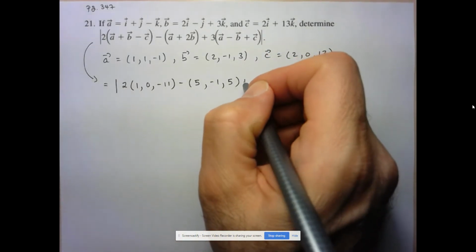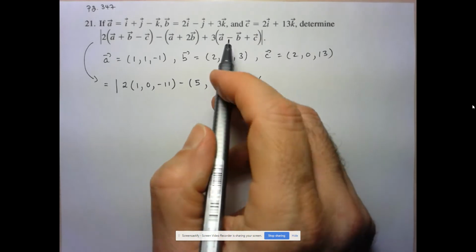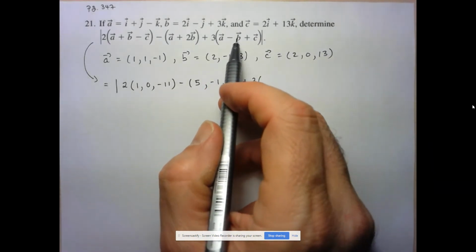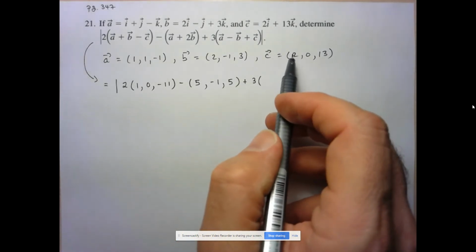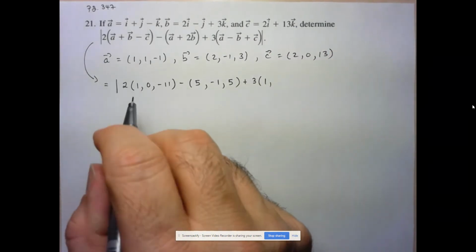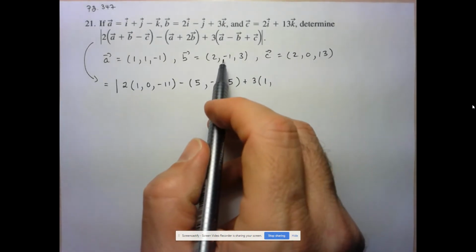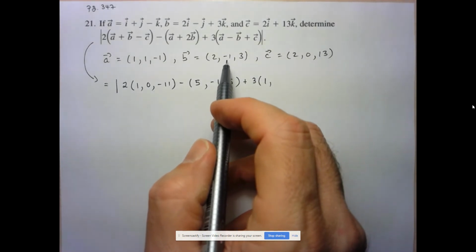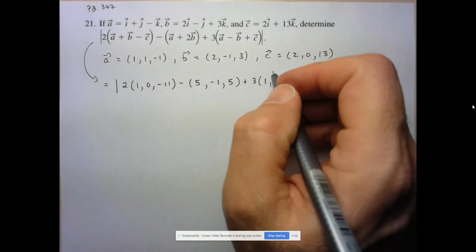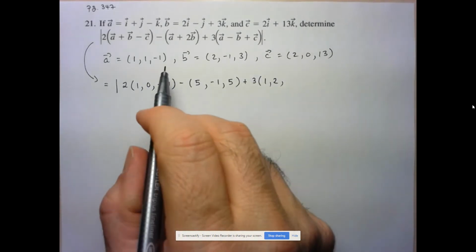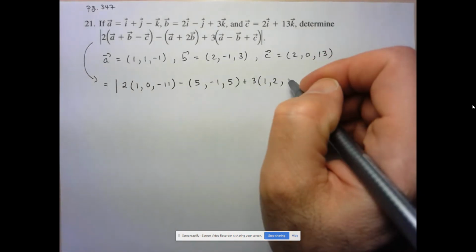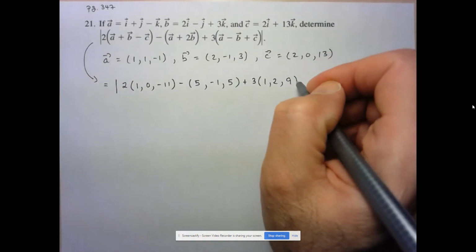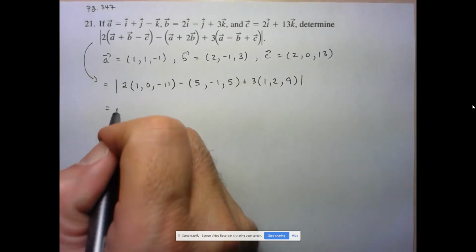Okay, and lastly, it's 3 times, and the vector here is going to be A minus B plus C. So 1 minus 2 is negative 1, plus 2 is 1. All right, so here 1 minus negative 1, so that's 2. Plus 0 is 2. All right, and lastly here we've got negative 1 minus 3 is negative 4, plus 13 is going to be 9. All right, so now let's keep simplifying.